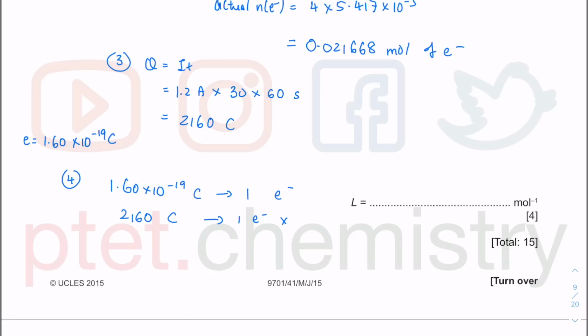It's a direct proportion. So if you have a greater charge, you must have a greater number of electrons. So 2160 divided by 1.6 times 10 to the minus 19. I get 1.35 times 10 to the 22 electrons. This is the number of electrons.